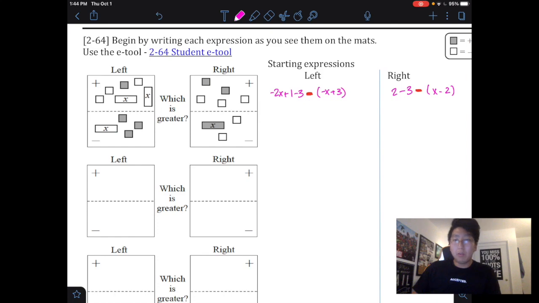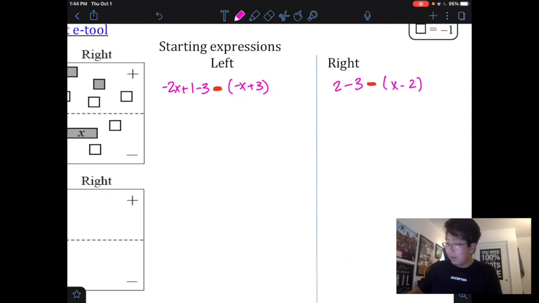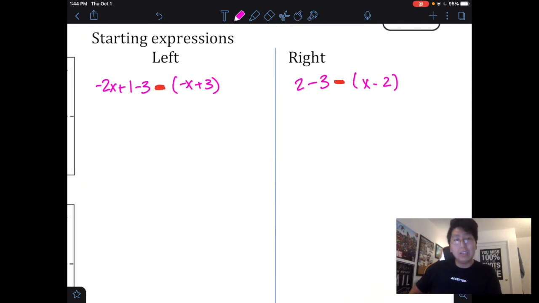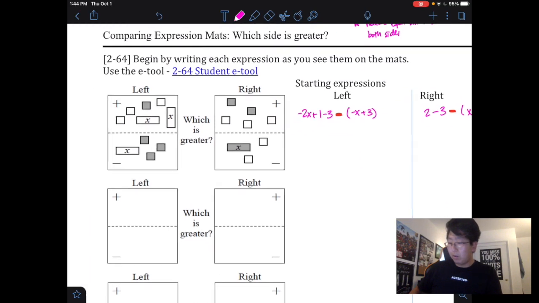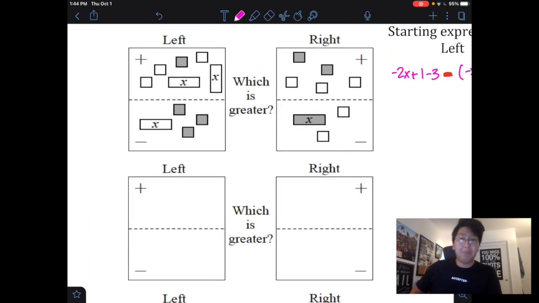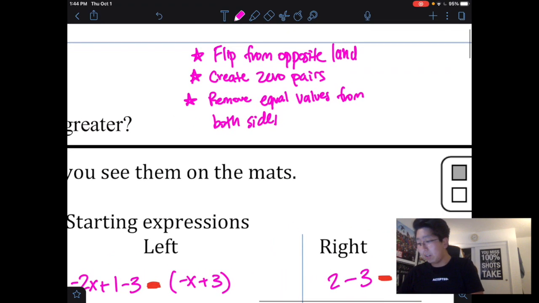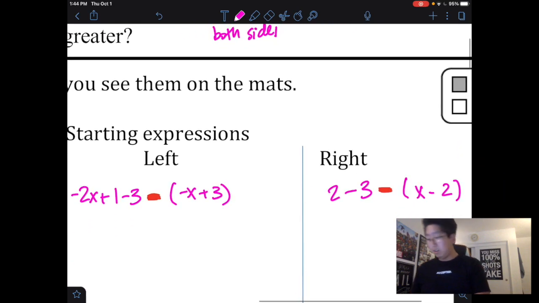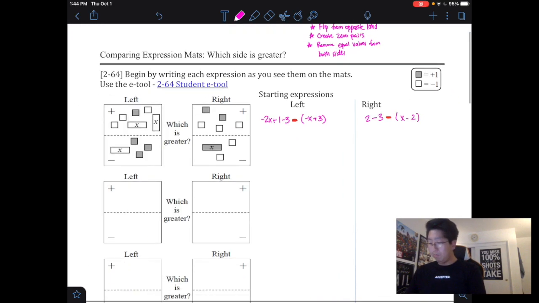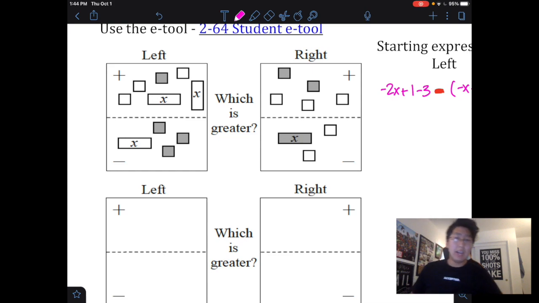Now, the first thing we're going to do, let me tell you what I want you to be able to do by the end of this lesson. By the end of this lesson, I want you to be able to look at these expressions and simplify. So my goal for you is that you don't have to use the expression mats. We're going to talk about each step that you're allowed to do and basically take these 3 things up here and talk about what you can do with the algebraic expressions. But because I am still using expression mats, we're going to take a look over here.